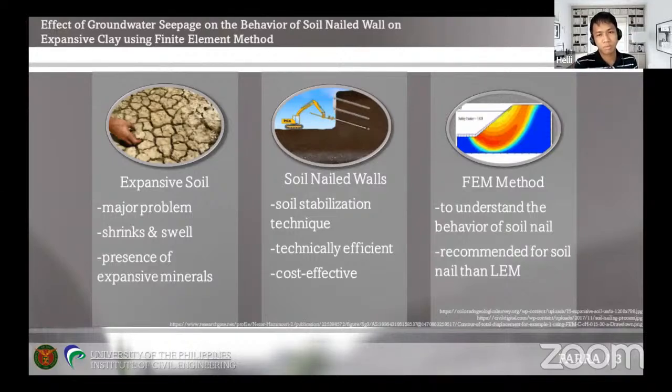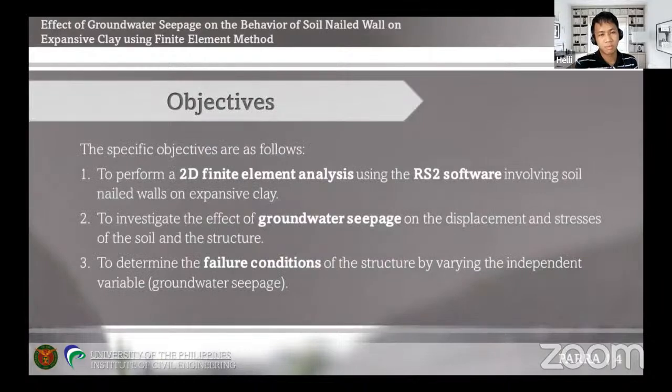With this in mind, this research is done to achieve the following objectives. First is to perform a 2D finite element analysis using the RS2 software involving soil-nailed walls on expansive clay. Second is to investigate the effect of groundwater seepage on the displacement and stresses of the soil and the structure. And last is to determine the failure conditions by varying the independent variable, in this case, the groundwater seepage.